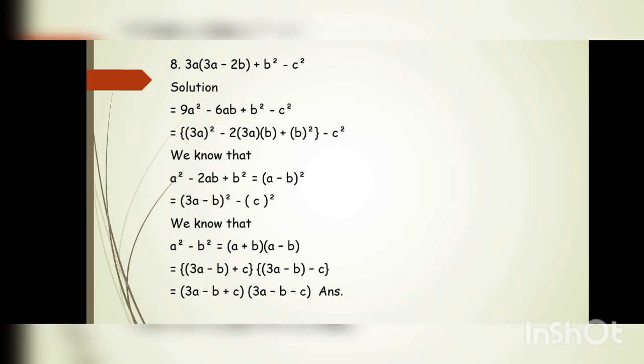Then we know that again we can apply that formula, a square minus b square, the difference of two squares. Here our a equals 3a minus b and b equals c. So we have written 3a minus b plus c, and then in the second bracket we have written 3a minus b minus c. Then in the last step we have just gotten rid of this curly bracket and what we are left with is 3a minus b plus c, and in the second bracket we have 3a minus b minus c, and that is your answer.